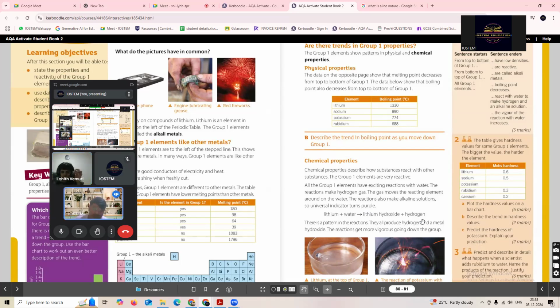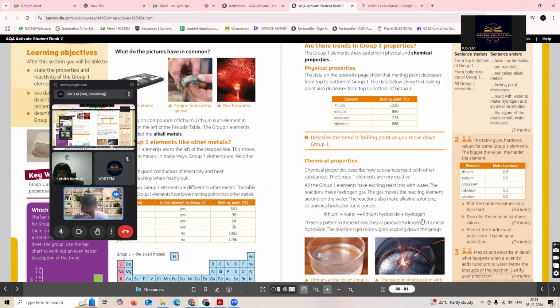What about the C question? Question 2C. Predict the hardness of potassium, explain the prediction. I predict that the hardness of potassium is 0.4. No, you cannot say directly the value because you don't know the value, right? But you can say one thing, that the hardness of the potassium will lie between 0.5 and 0.3.